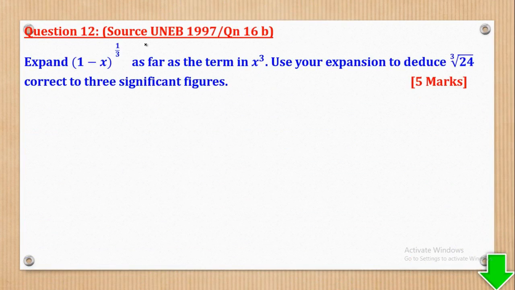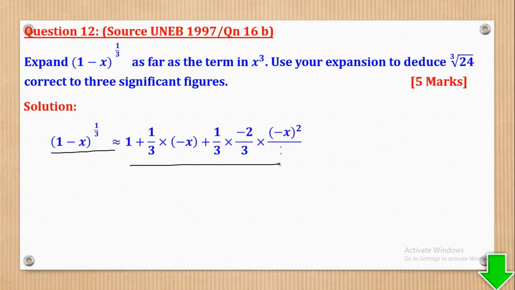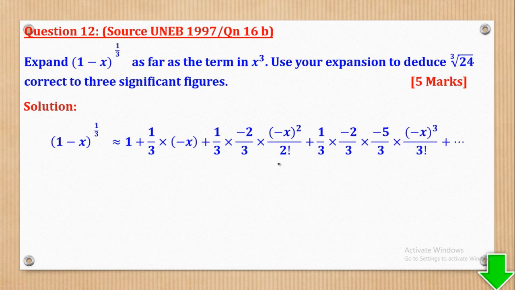Then question 12 came from UNEB 1997, paper 1, question 16b, and says, expand this as far as the term in x cubed. Use your expansion to reduce this cube root of 24, correct with 3 significant figures. So we shall still go through the same procedure. Expanding this will give you this. I believe by now you know it. Then simplify to get that.